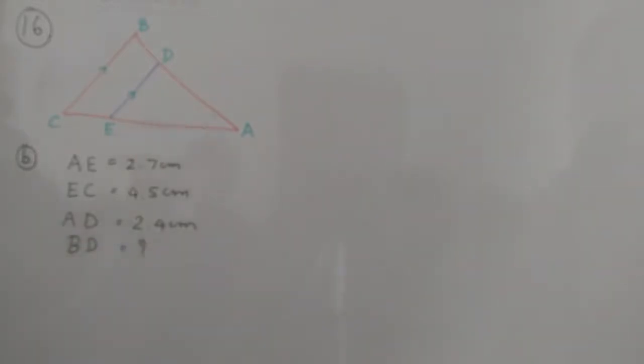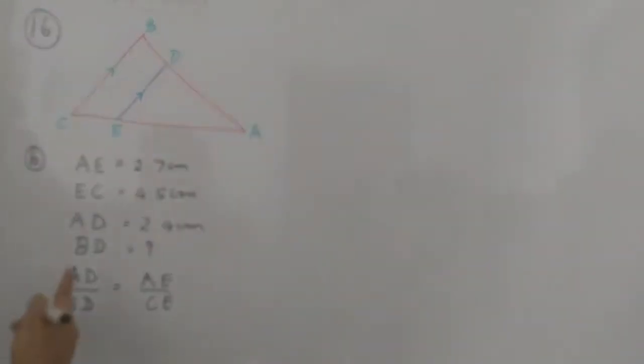Now according to theorem 1, if we solve, then we can write AD upon BD is equal to AE upon CE, or EC, whatever you can write. So this way we can use theorem 1. Now the AD value is 2.4, BD we don't know, AE is 2.7, and CE is 4.5. So accordingly I kept the values here also. Now we calculate it accordingly.